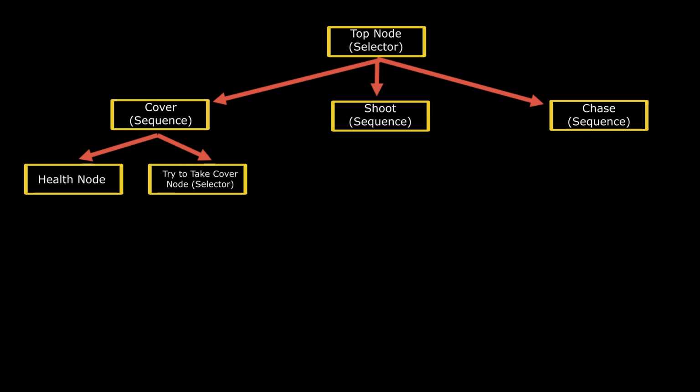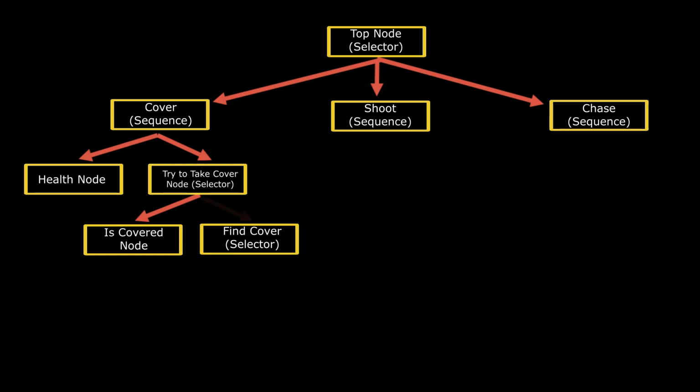This node will first check if an agent is currently behind cover. So the first child node will be of type IsCovered node. If this node returns success, the whole try to take cover selector is also a success, and in result the whole cover sequence is a success. If an agent is not in cover, we will evaluate the next child node called find cover. This node will select between two nodes, one that will move an agent to cover if there is one available, and if not, then an agent will chase us.